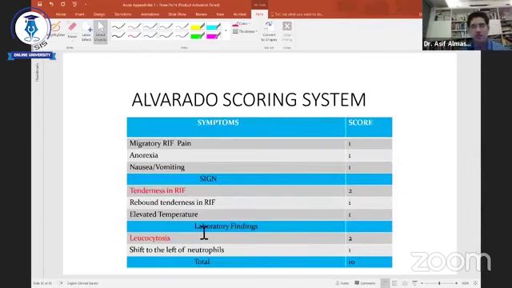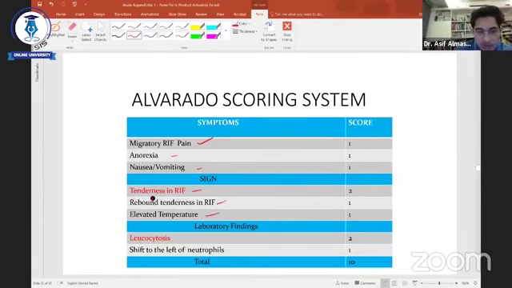Alvarado's scoring system. Now, this is not that we always use it, but it's worth remembering the features of it. And I think in a clinical setting, you should use this. It really helps. Basic things are similar to what we have just discussed: the migratory right iliac fossa pain, anorexia, vomiting. These are the symptoms. Signs are tenderness in the right iliac fossa, rebound tenderness, and elevated temperature.